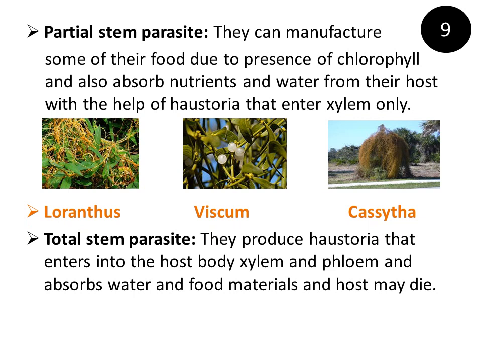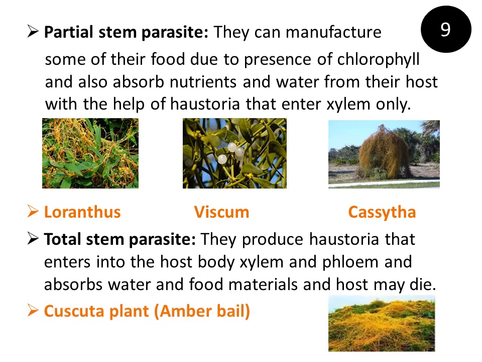Now let me explain the second type, which is total stem parasites. As the word total indicates, they are totally dependent on the host for food. So they produce haustoria which enter the body of the host, the xylem and phloem, and absorb water and food material, and in this case the host may also die. Now let's see its example, that is Cuscuta plant, which is commonly known as amarbel.